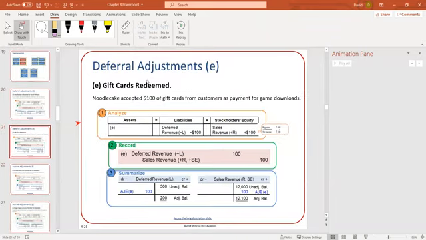All right, next one was a gift card, where they accepted a gift card from customers as payment for game downloads. And you can see that this is actually earning your revenue now, so they're going to be reducing their liabilities and increasing their revenue. Remember, they've already gotten the cash, it's just now they're converting these gift cards into obligations. So you would debit the deferred revenue and credit your sales revenue. So notice you have a balance sheet account and an income statement account affected every time you do your adjusting entry. And then here's the respective postings to your ledger.